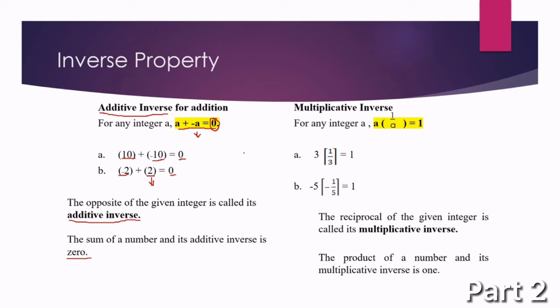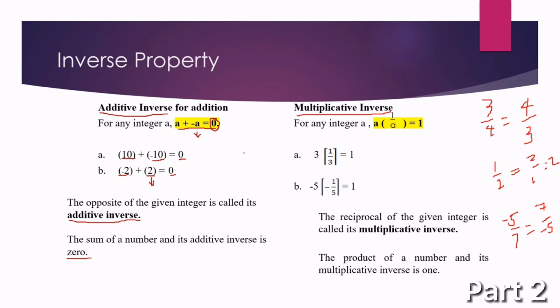For multiplication, we have the so-called multiplicative inverse. For example, 3/4. What is the multiplicative inverse? We have 4 over 3. About 1/2. The multiplicative inverse is 2 over 1 or 2. Let's say, for example, negative 5 over 7. So the multiplicative inverse or the so-called reciprocal is 7 over negative 5.